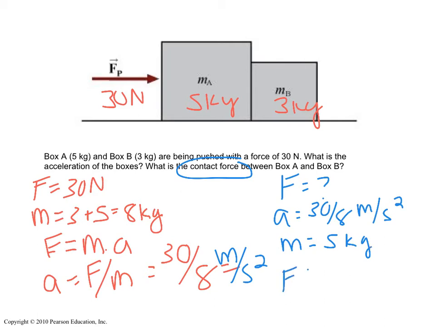So I can just use F equals m times a. When I plug in my numbers, I will get 18.75 newtons.